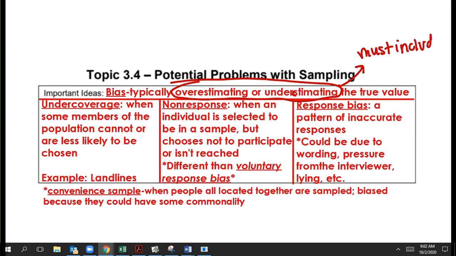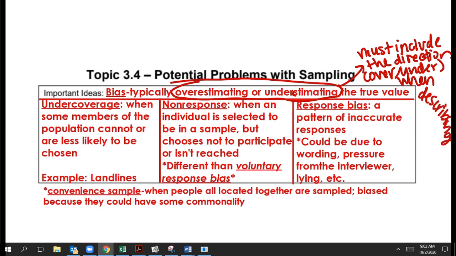And we're going to say you must include the direction, over or under, when describing. Ran out of room. Hopefully you guys did a better job on your paper. And so that's a really important part of the definition, and it's going to be an important part of describing it on a test or a quiz as well.